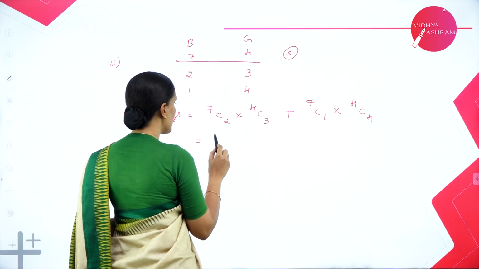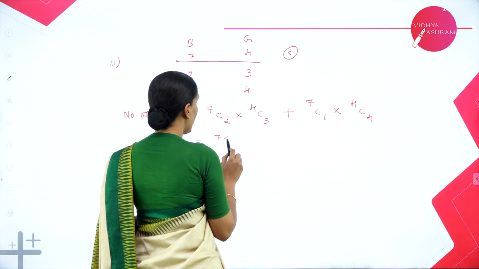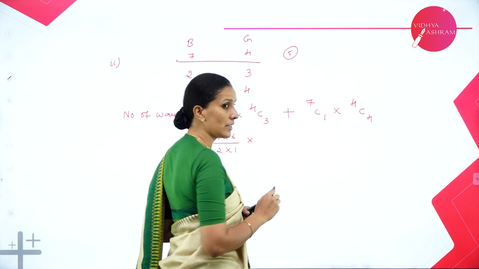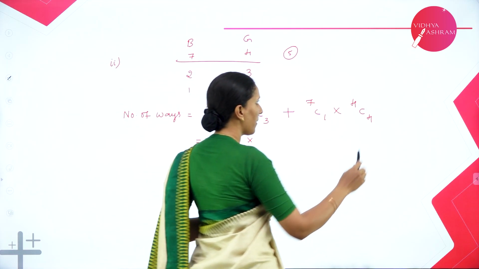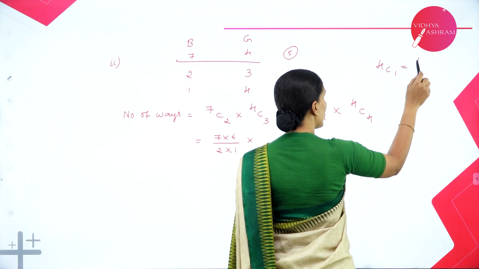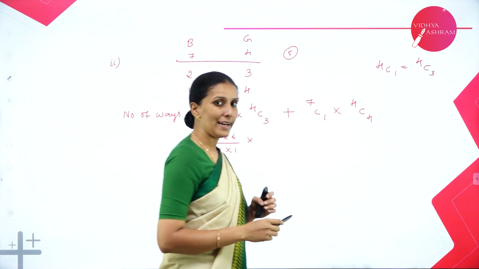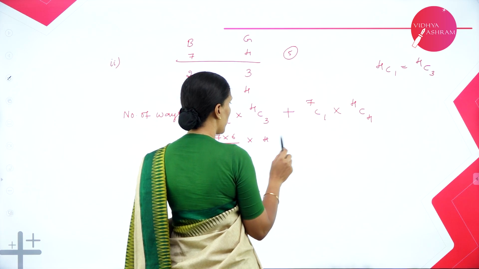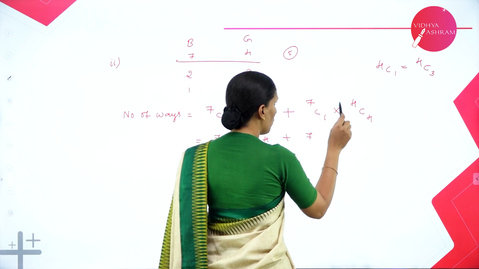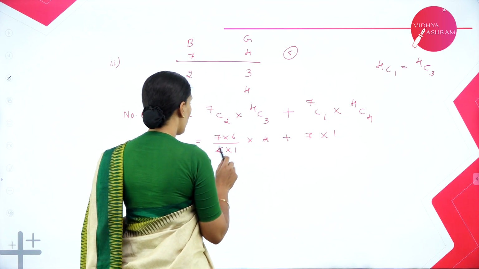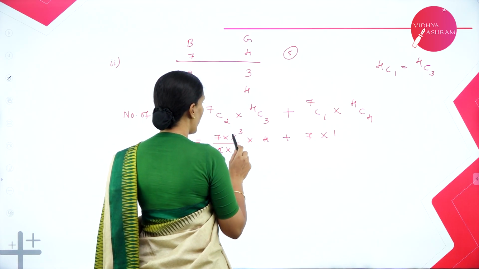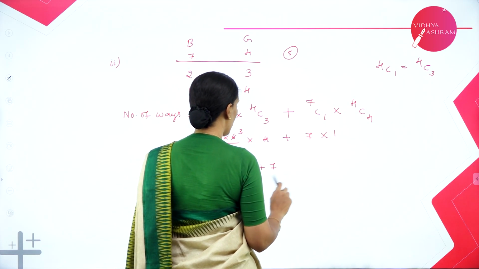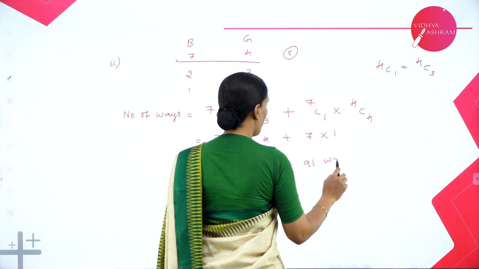So now let's evaluate this. So here 7C2 is 7 into 6 divided by 2 into 1. 4C3 can also be written as 4C1, because 4C1 and 4C3 are the same. And we know that NC1 or NC(N minus 1) is N only. So therefore it is 4. And here 7C1 is 7, 4C4 is 1. So if you evaluate this, 21 into 4 is 84 plus 7. So that is equal to 91 ways.